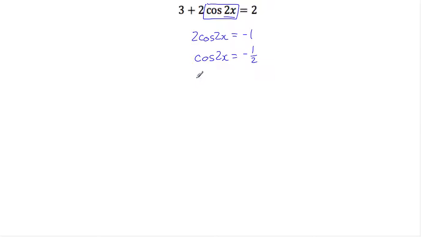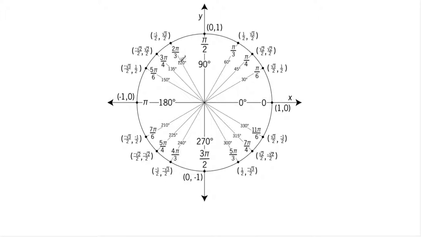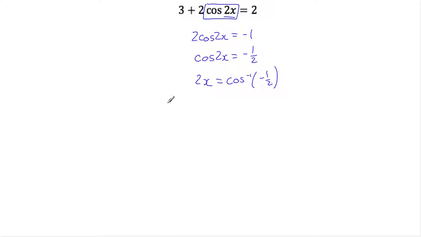I have this cosine. I need to undo it. So I do 2x is equal to the inverse cosine of negative 1/2. So now we're looking for where the x value is negative 1/2. Where is the cosine negative 1/2? That's here at 2 pi over 3, and that's here at 4 pi over 3. So I'm going to make 2 equations now. 2x is equal to 2 pi over 3, and 2x is equal to 4 pi over 3.